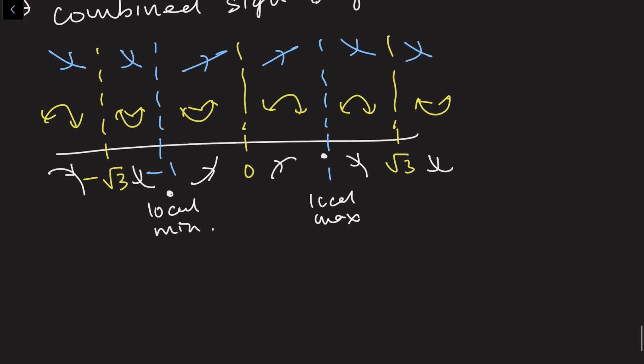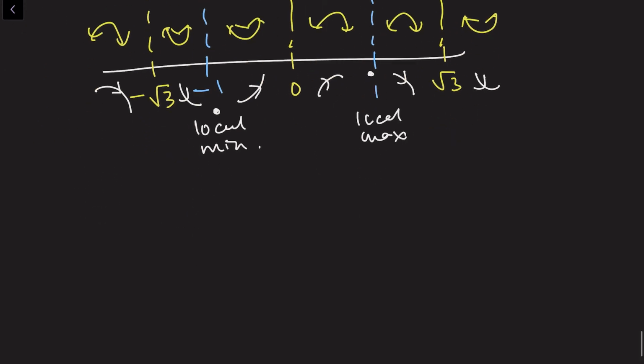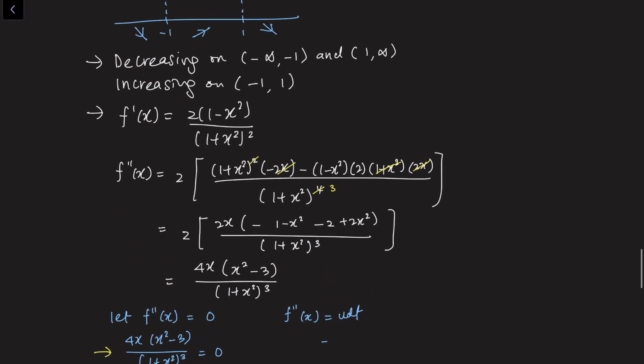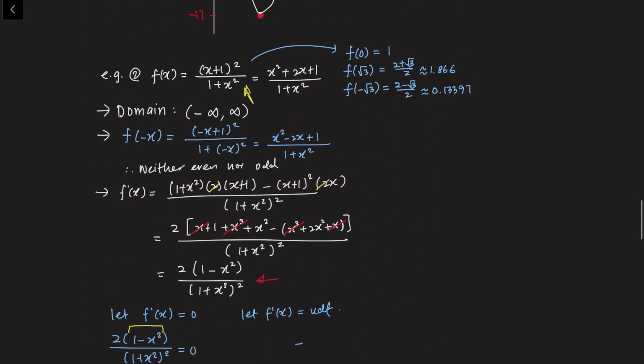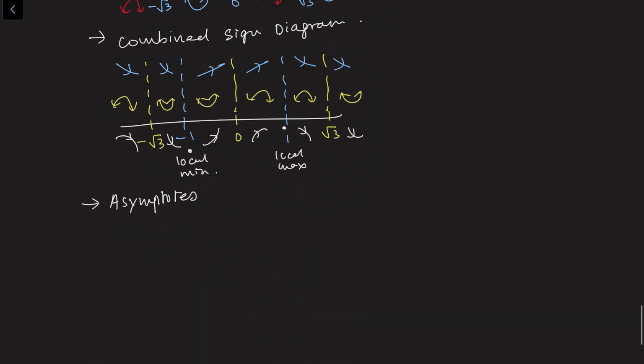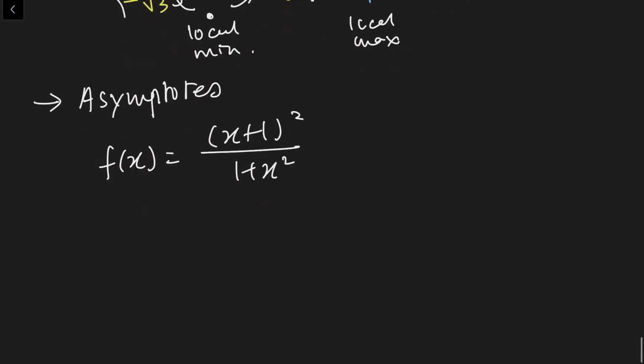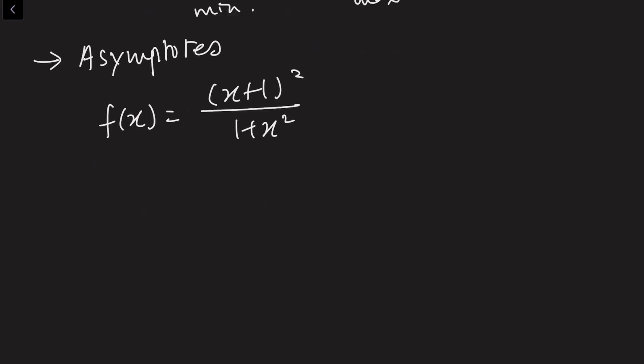Now it's time for asymptotes. This one sure has asymptotes. Remember how we find asymptotes? It is using limits, right? And what was our original function again? Let me write it here: f of x equals (x plus 1) squared over 1 plus x squared. So now we test for, which one should we test first?